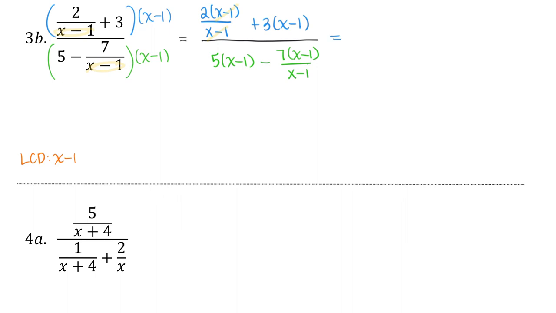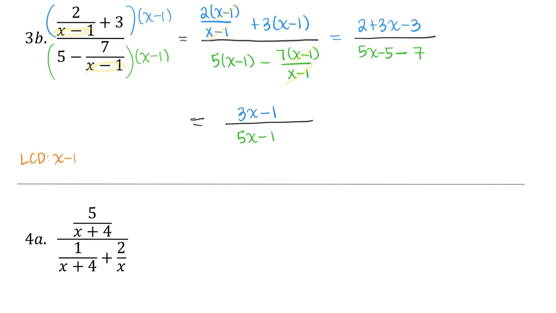So on the top, this cancels. So I have 2 plus 3x minus 3. And then on the bottom, I get 5x minus 5 minus, and the x minus 1's cancel. So this turns to 7. Okay, which is already looking better. Okay, let's do like terms. So that's 3x minus 1. And on the bottom, I have 5x minus 12. Common factors, nope. Done.